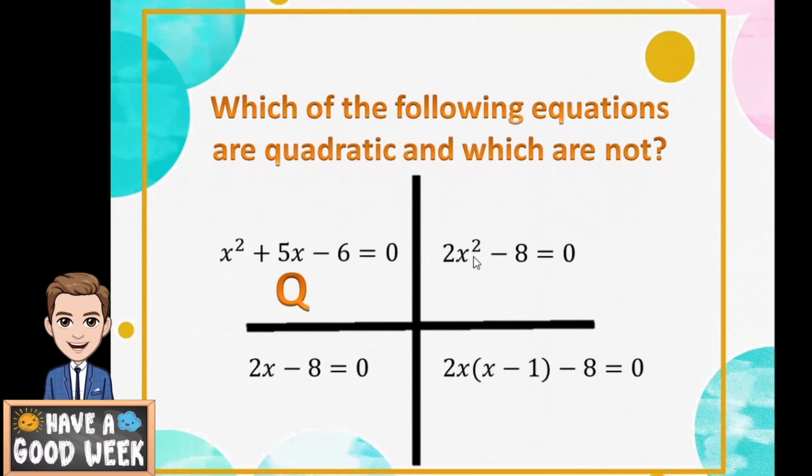So, next is this one. 2x squared minus 8 equals 0. So, quadratic or not? Okay, quadratic. Ayun, no? Obvious naman, no? May 2 na exponent. So, quadratic siya. Pero, balikan natin kapag pina-identify kung incomplete or complete. Anong classification ng quadratic equation to? Okay, incomplete kasi wala si linear term.